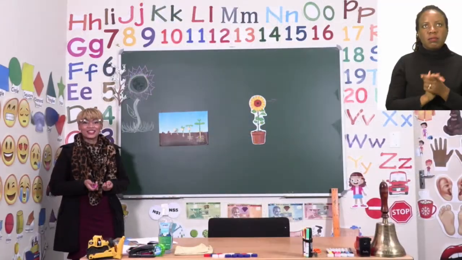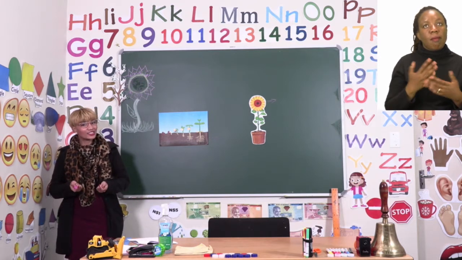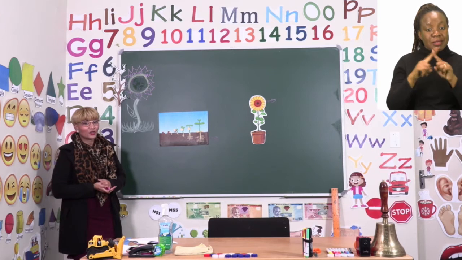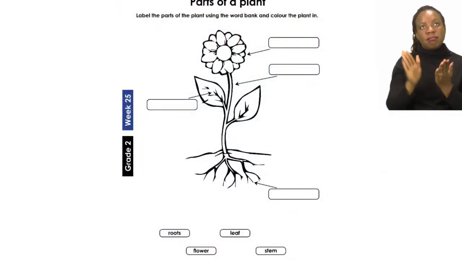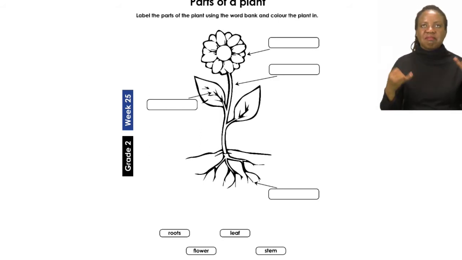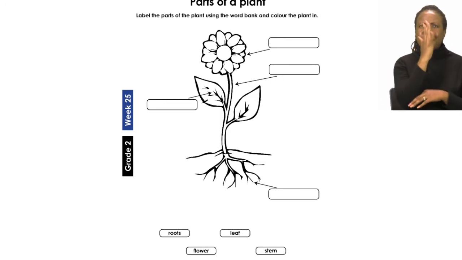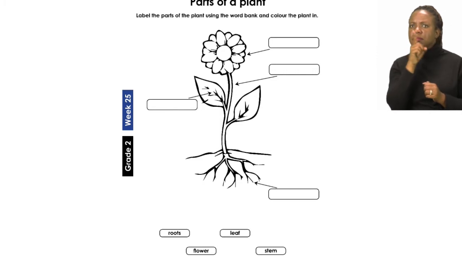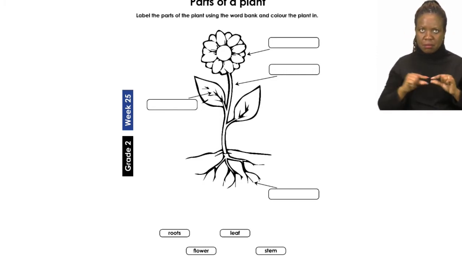In today's lesson, we are going to do parts of a plant. So for this lesson, let's quickly turn our booklets to page 14. Okay, now this is a very fun activity. We have to look at the parts of a plant. It says there, label the parts of the plant using the word bank and coloring the plant in.